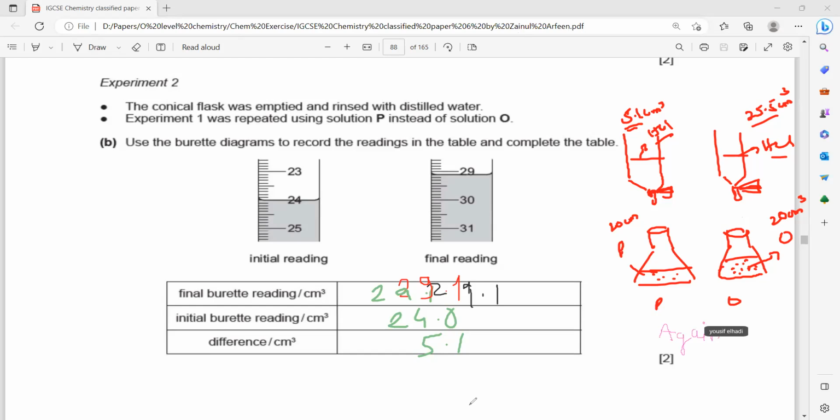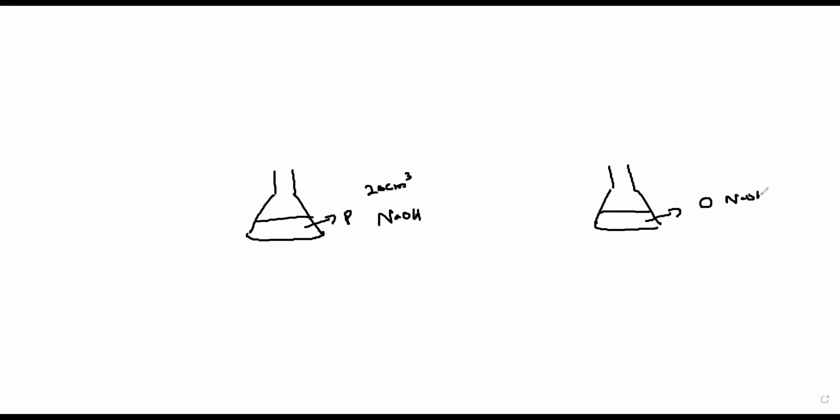Here, you have two solutions. One is solution P, which was 20 cm³ of NaOH, okay? And you have solution O. You did another experiment and you have solution O, that is also 20 cm³ of O. This is experiment 1. This was done first and this one was done second.